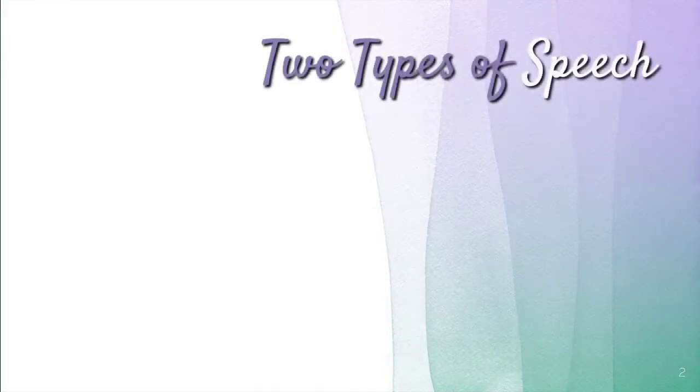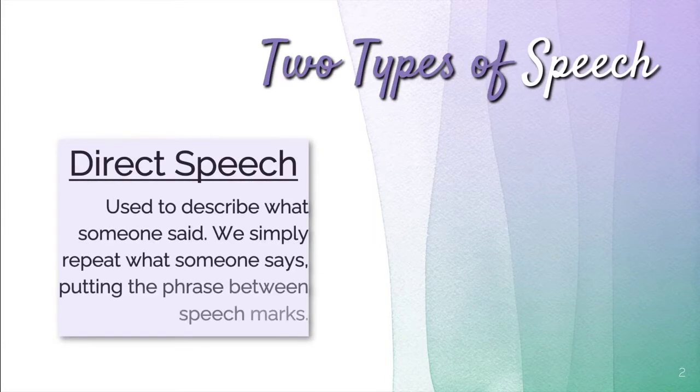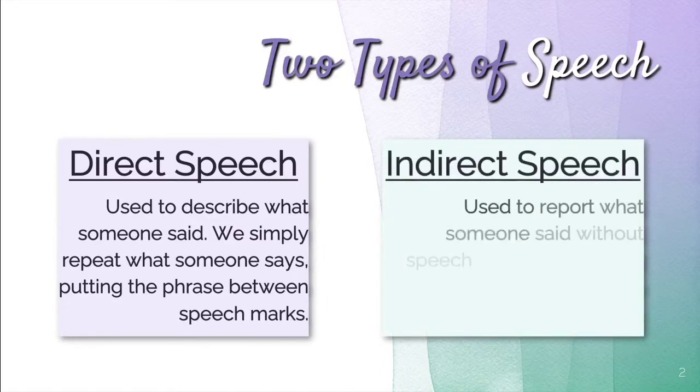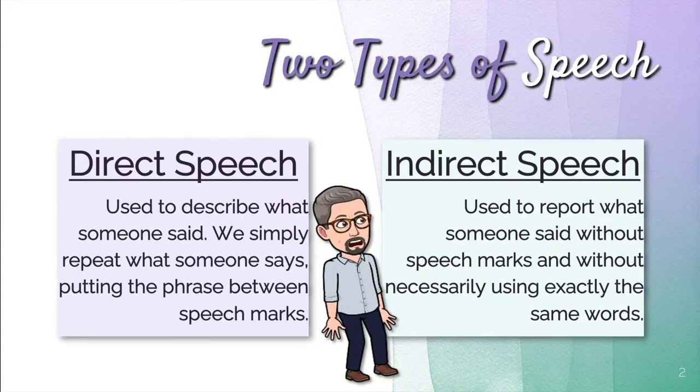Okay, there are two types of speech. The first one is called direct speech, and it is used to describe what someone said. We simply repeat what someone says, putting the phrase between speech marks. Indirect speech instead is used to report what someone said without speech marks and without necessarily using exactly the same words. Oh, don't be scared, Mr. P. It's alright. I will explain.